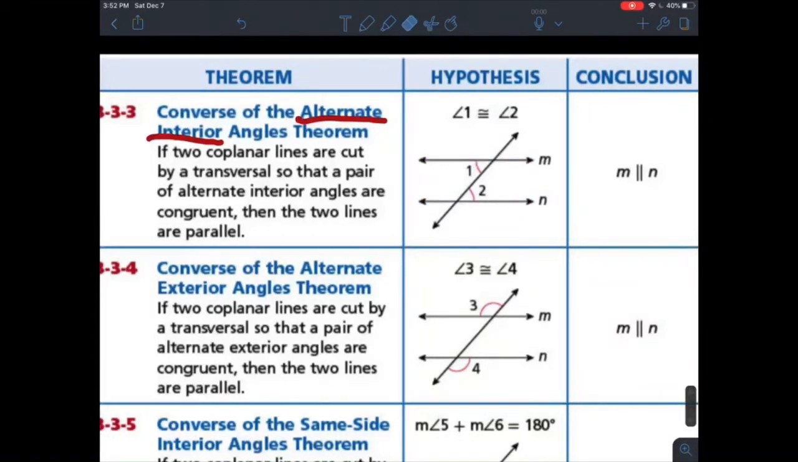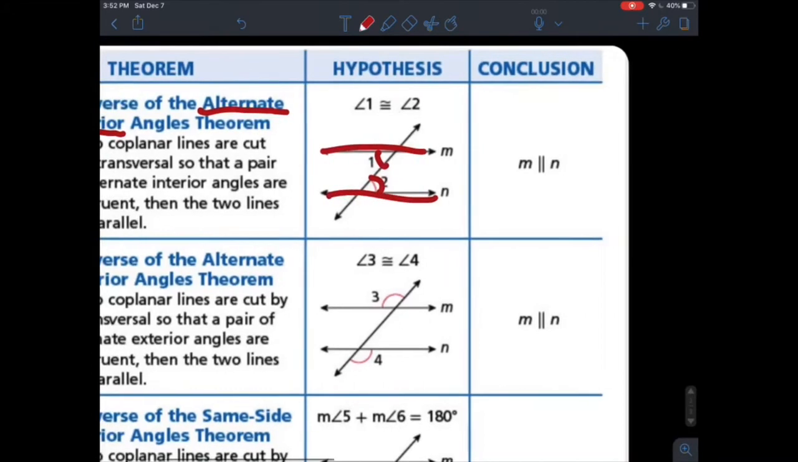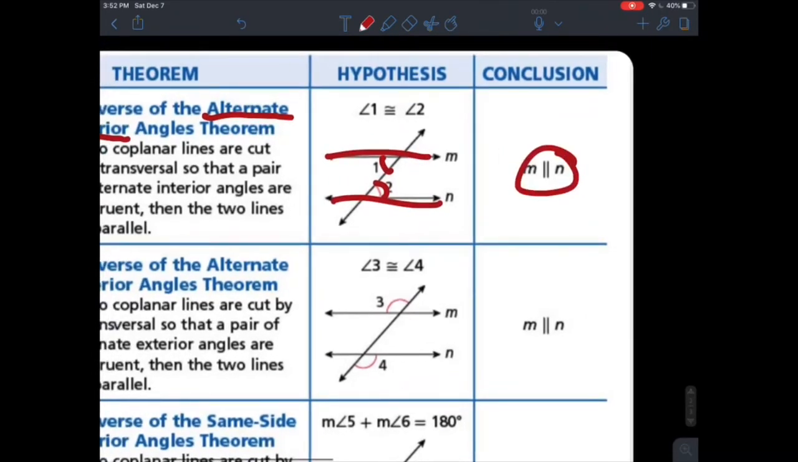Okay, so if two lines are cut by a transversal so that a pair of alternate interior angles are congruent, then the two lines are parallel. So that means if a pair of alternate interior angles are congruent, so they're alternate, they're interior, and they're congruent, then the two lines are parallel. So having these two proves that these two lines are parallel to each other using the converse of alternate interior angles theorem.